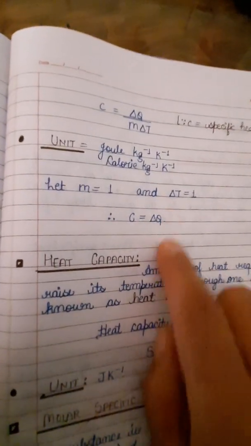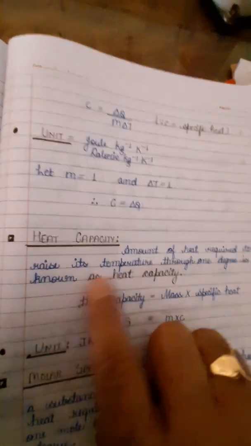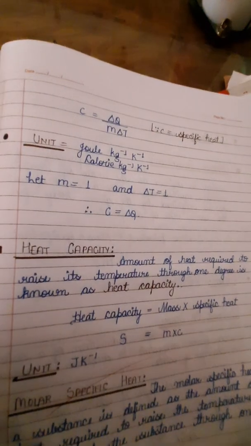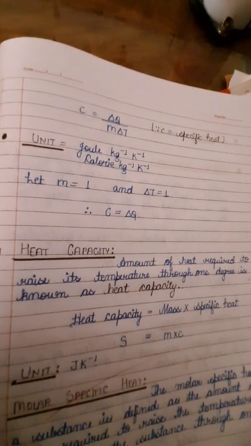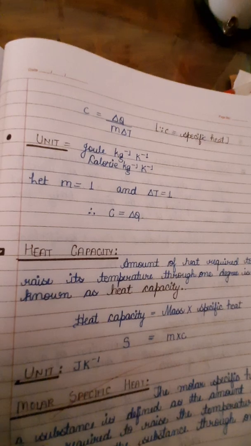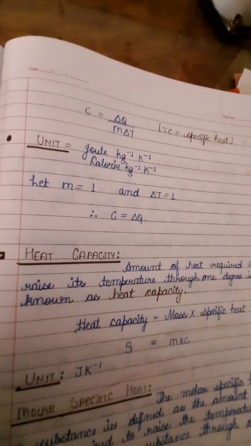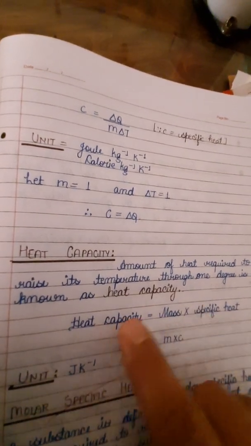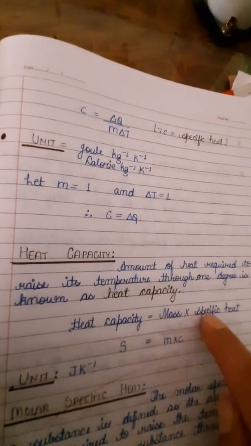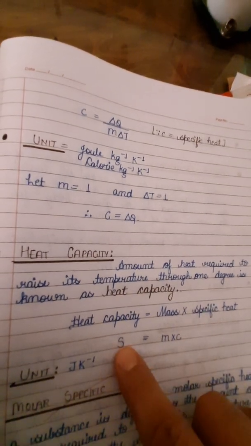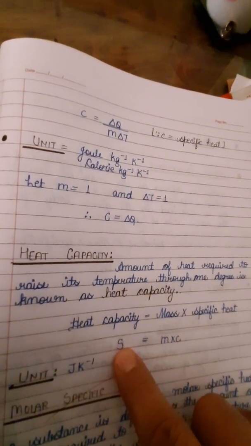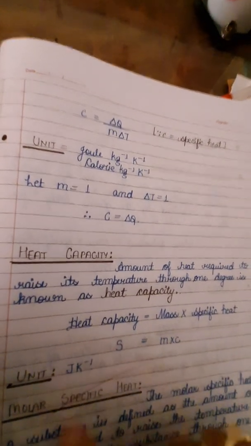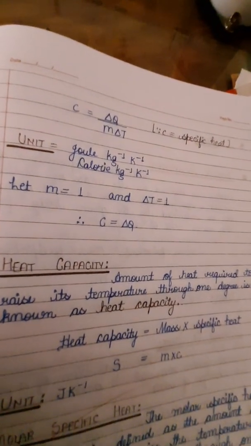So heat capacity. The amount of heat required to raise the temperature through 1 degree is known as heat capacity. Whatever object is there, if you want to raise its temperature by unity, whatever amount of heat it needs, that is called heat capacity. So heat capacity is equal to mass into specific heat. Heat capacity is equal to the total mass of the substance into specific heat. So capital S, that is called heat capacity, is equal to M, the mass of the substance, times C, the specific heat. Its unit is joule Kelvin^-1.